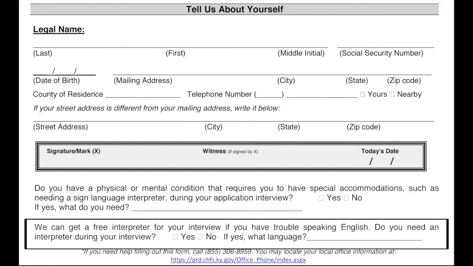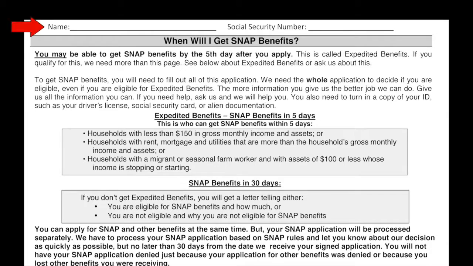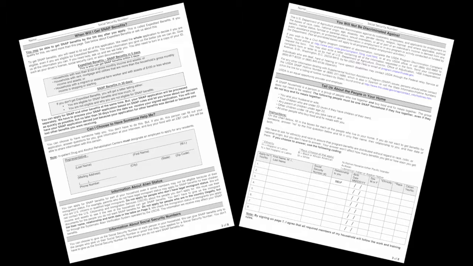If the client requires a translator, either because they are a member of the limited English-speaking population or due to deafness, please mark Yes on the last question on the page. If the client does not require this type of assistance, please answer the question by marking No. On the top of every page, starting with the second page, you will fill in the client's name and social security number. You can review the information on page 2 and 3 with the client or allow them to review the information on their own.